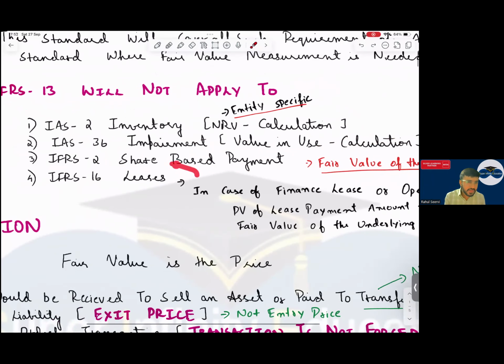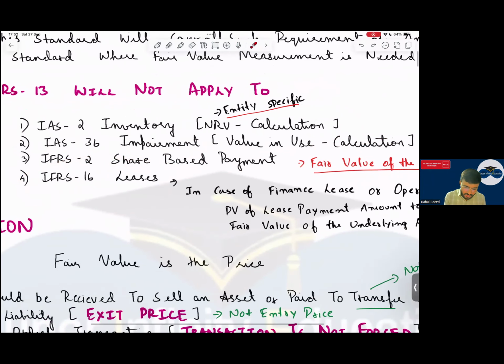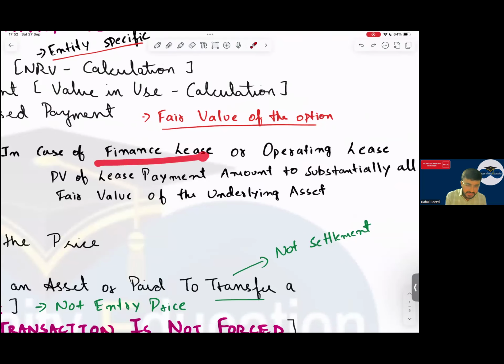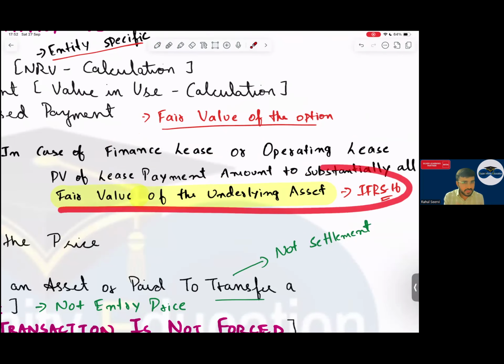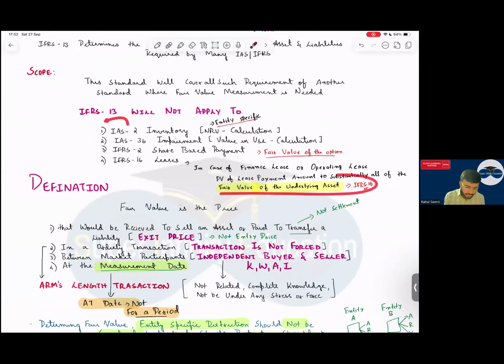Then IFRS 16 leases. In leases, when we decide whether it's a finance lease or operating lease, we have one indicator, if you remember: present value of the lease payments amounts to substantially all the fair value of the underlying asset. The fair value of the underlying asset is defined by IFRS 16 only. It's not defined by IFRS 13. It's defined by IFRS 16 only. So these are the four standards where IFRS 13 will not apply.